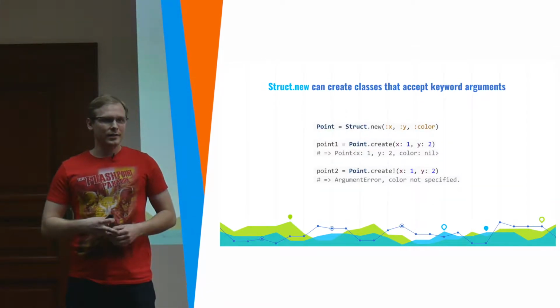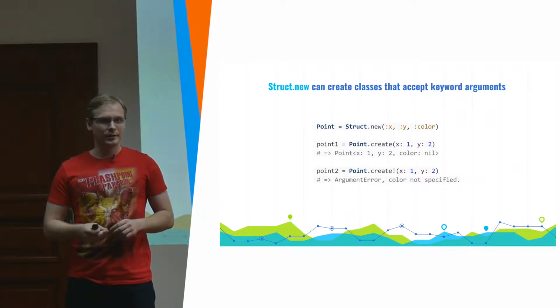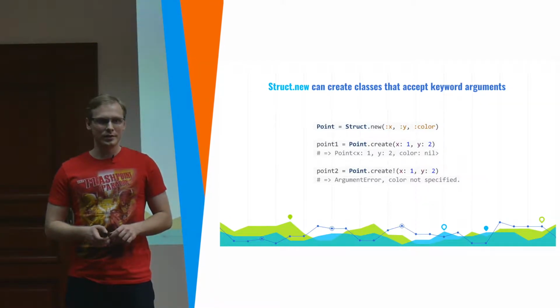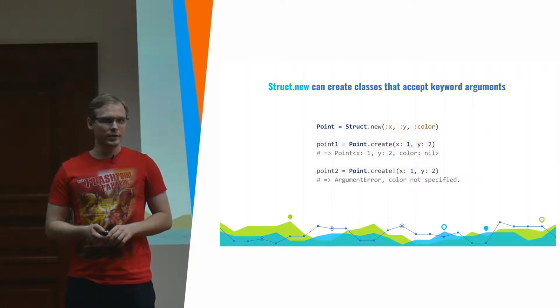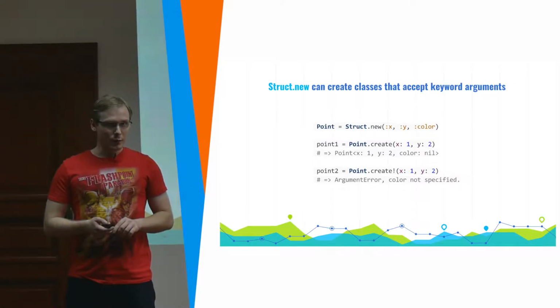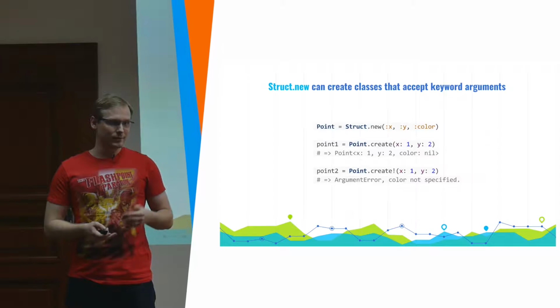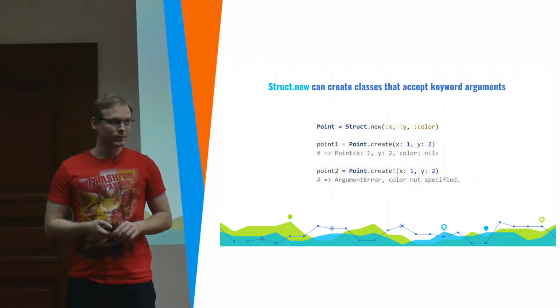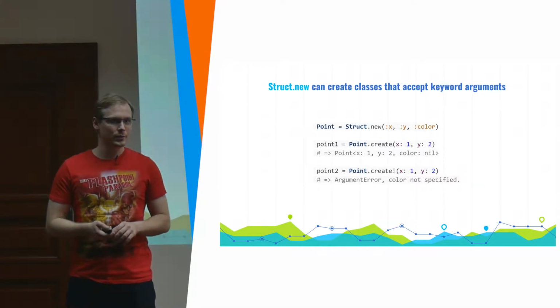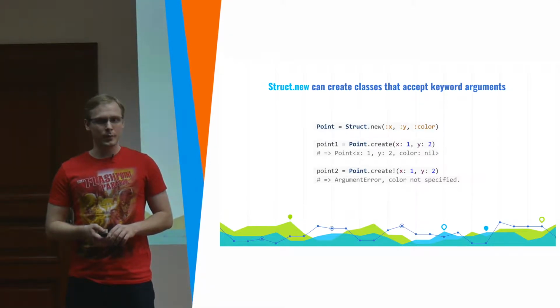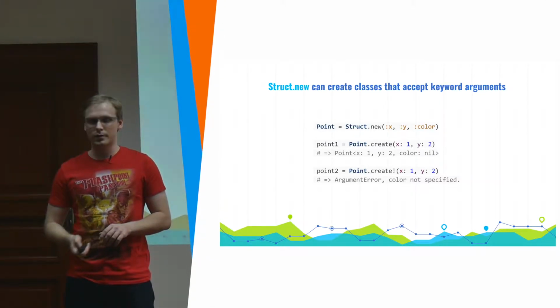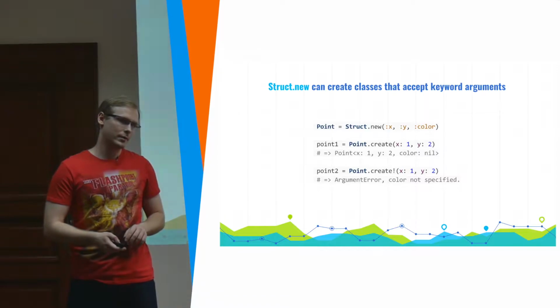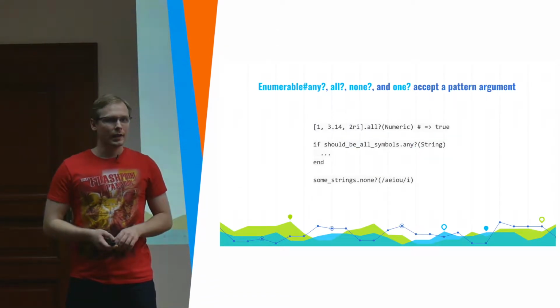The next thing is Struct.new, which can accept keyword arguments. As you can see, with create, without the bang, we will have nil set for the colors, as you can see in the picture. But when you do create with a bang, then we get an argument error. So it might be useful.